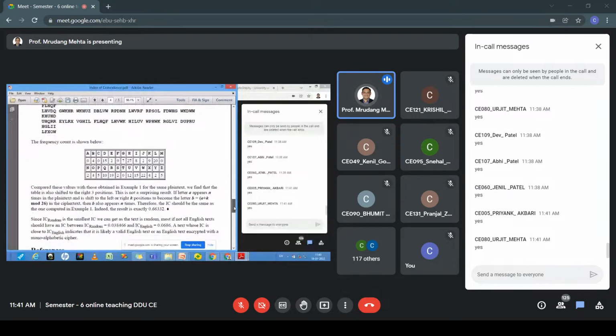Is that understood, the method? Yes, Priyank, have you understood now where we have applied index of coincidence and mutual index of coincidence?